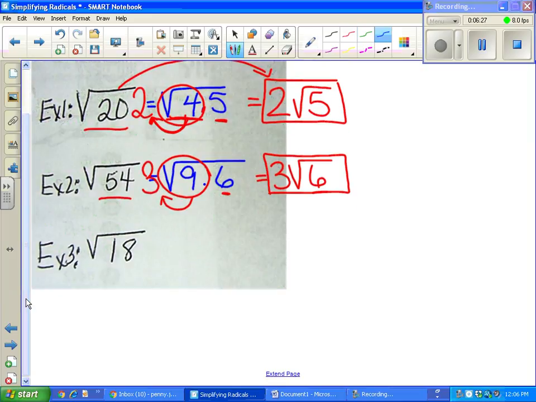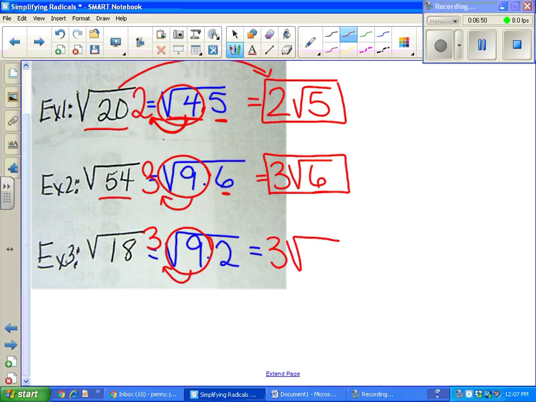All right. Example 3. Square root of 18 is not a perfect square, but I want to break it down into 2 numbers that would give me 18. So if I can think of a perfect square, I would do 9 times 2. If I think about square root of 9, what's the square root of 9? 3. So I'm going to bring a 3 out. So a big 3 comes out, and underneath the square root remains a 2. I can't do anything else with 2. That's as small as it gets, and there's no square that goes into 2.